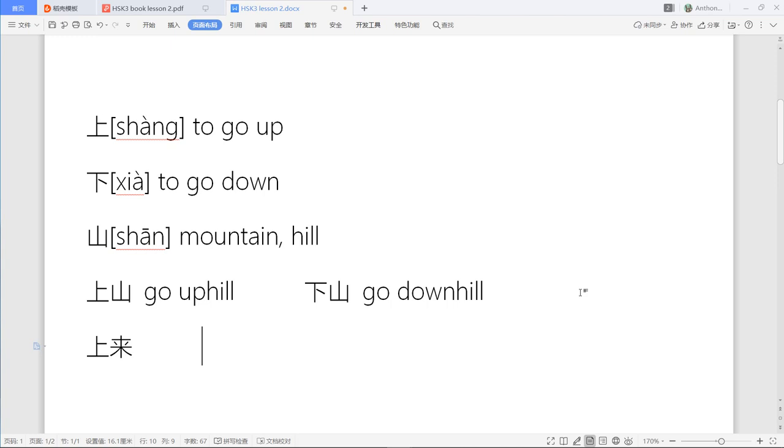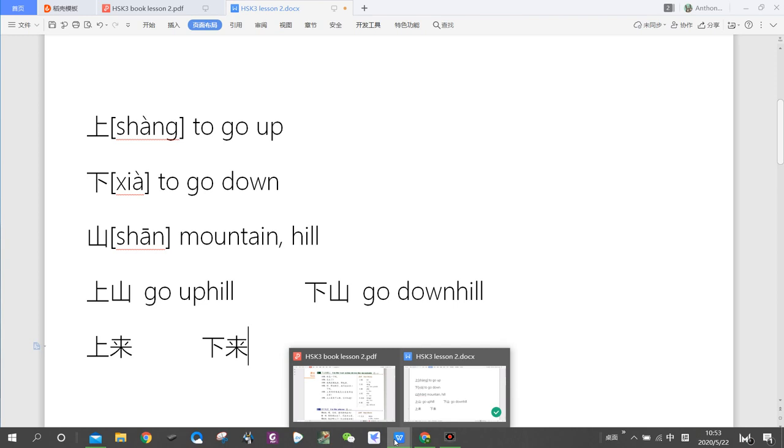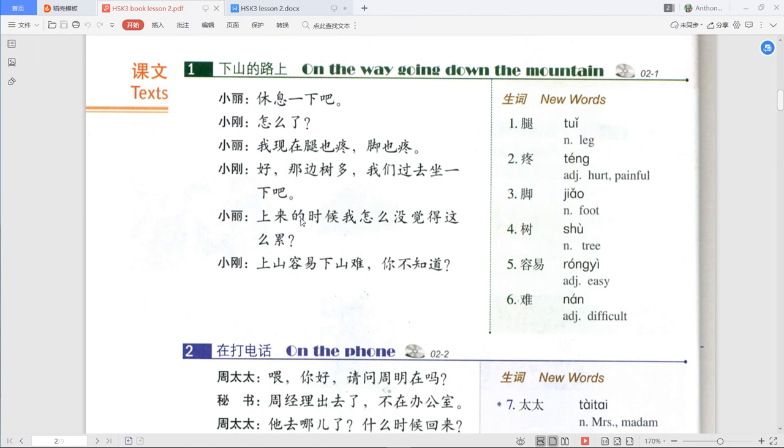And if we say 下来, we can say come down. So 来 means to come this way, so 上来, 下来, 上来的时候, when we come uphill, come to here. 我怎么, I how, 没觉得, didn't feel, 这么累, 这么 means so, 累 tired. So how come when we come uphill here, I didn't feel so tired.